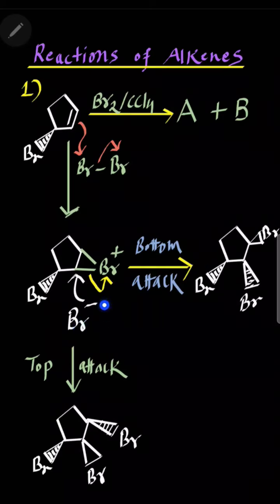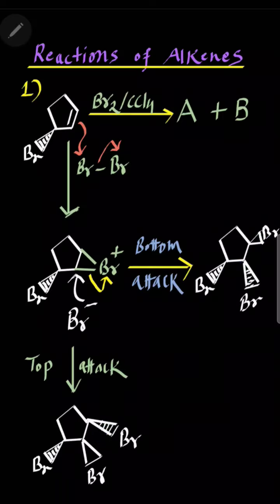But the second option is that the bottom attack may also occur. So this will attack through the bottom side. When it attacks through the bottom side, this Br will have the alpha position in this particular product. So this is the bottom one, and definitely when this is the bottom one, then this particular bromine will project above, right? So this is above, right? This is above the plane.